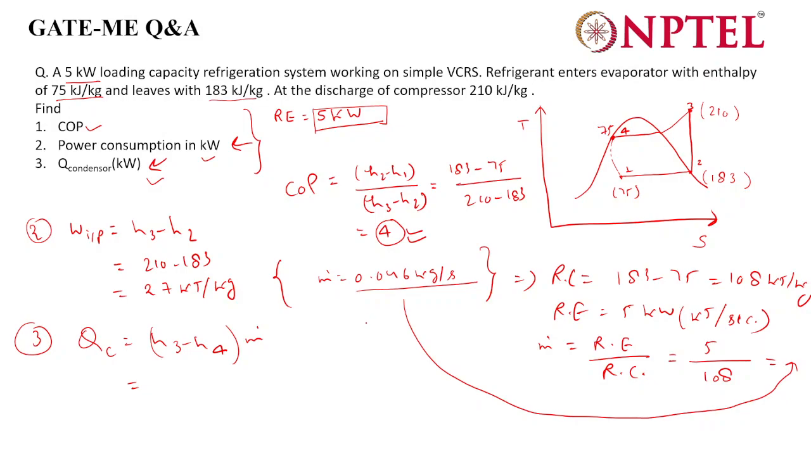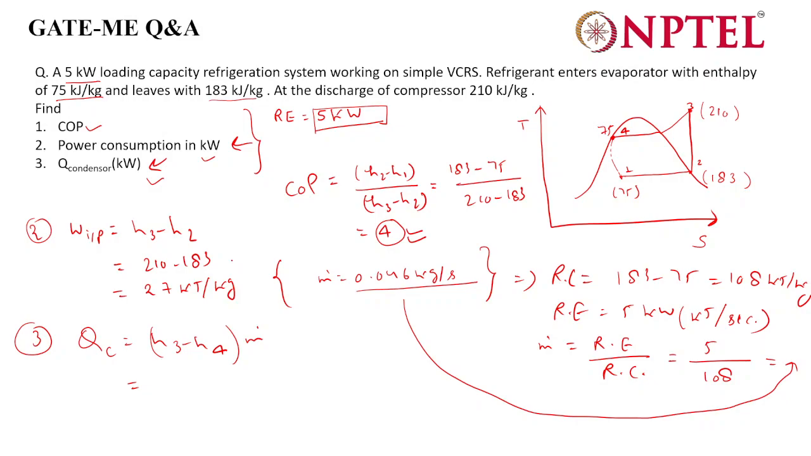You can find power consumption by COP equal to desired effect by work input. Same way you also can find. I think the same answer will come.